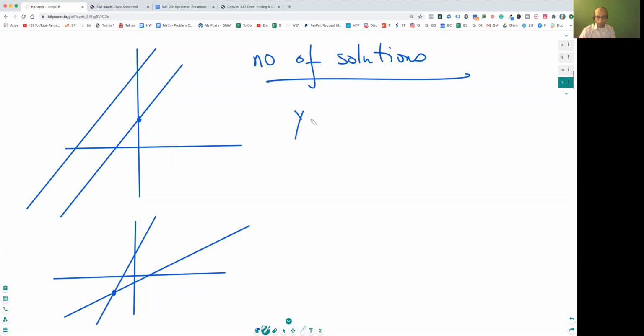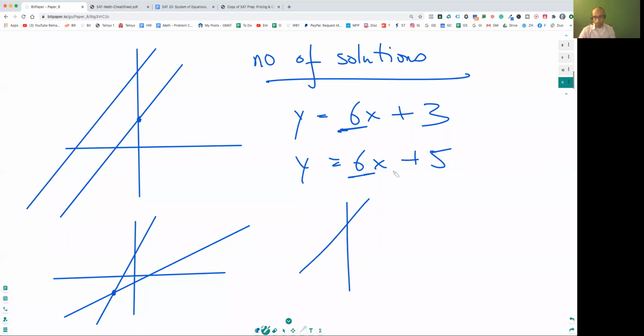Let me take an example. y is equal to 6x plus 3, and y is equal to 6x plus 5. So what's the number of solutions to this? Yep, take your time and do it. Okay, be careful. The slope is the same. So draw the slope, and then the intercept, one of them is 3 and one of them is 5. So now be careful and think, how many times does it intersect? Yes.